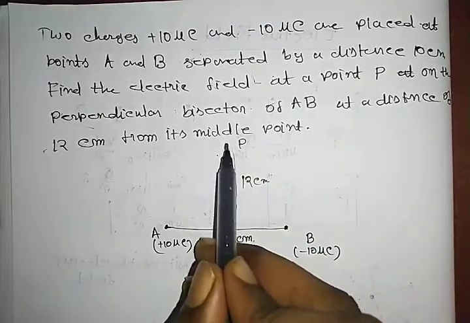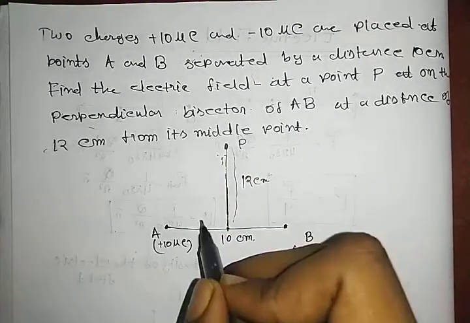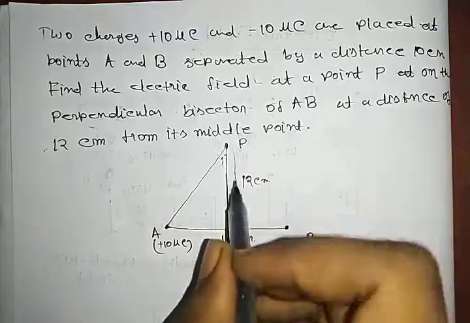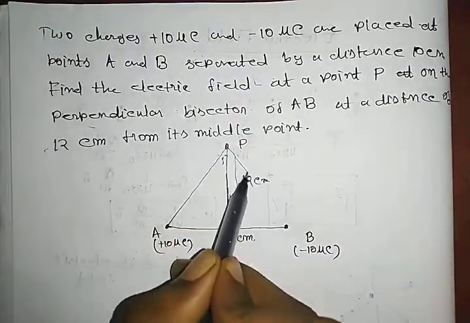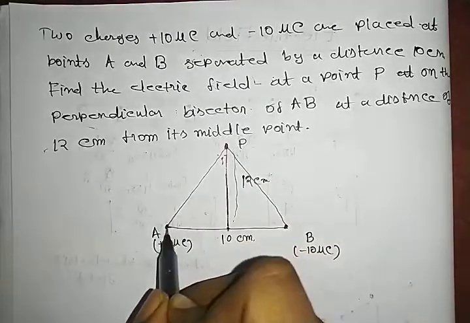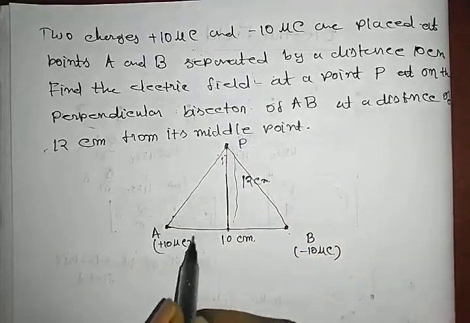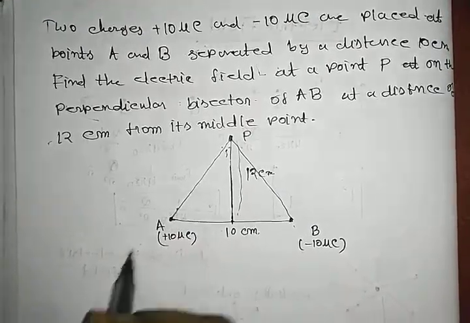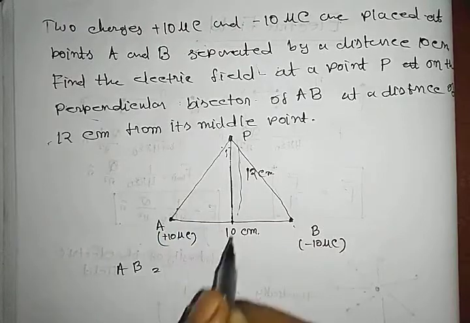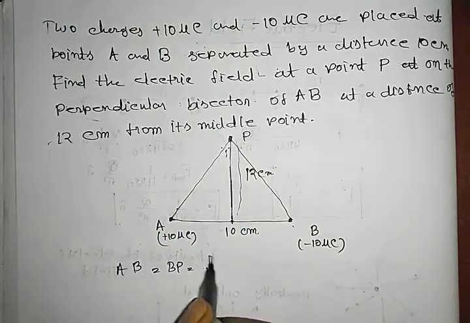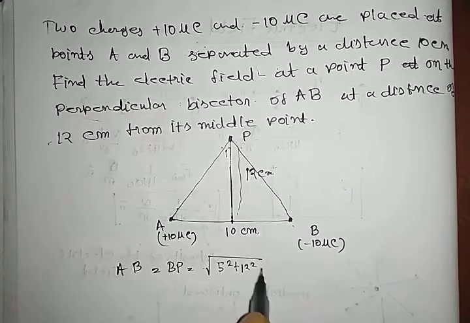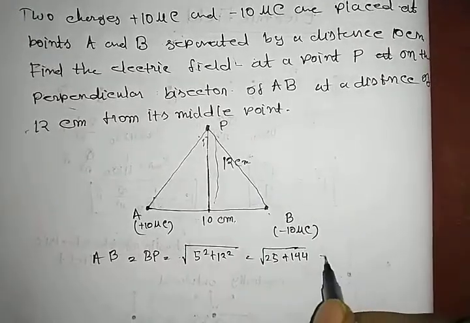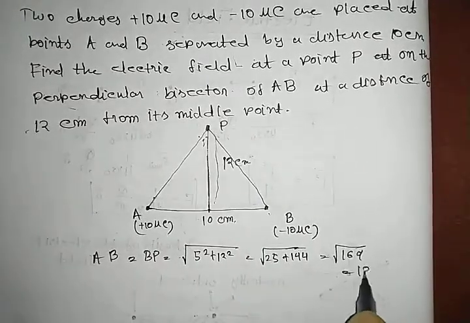Now since we'll need to find the electric field here, we'll just connect these two lines so that we can find the distance of this point from these two charges. We can clearly see, applying Pythagoras theorem, that AP is equal to BP, which equals root of 5 square plus 12 square. That becomes 25 plus 144, which is root 169, that is 13 centimeters.